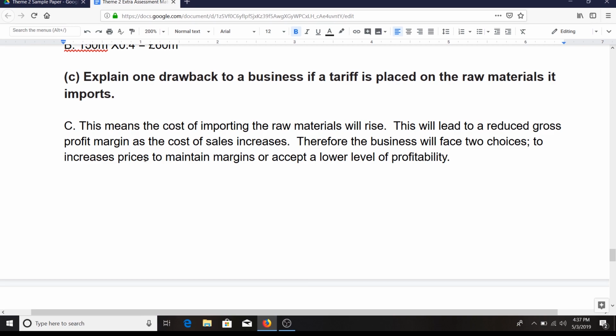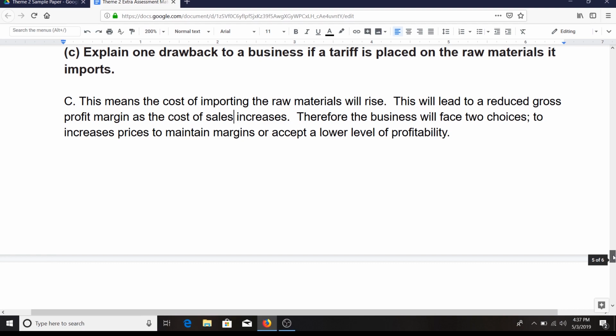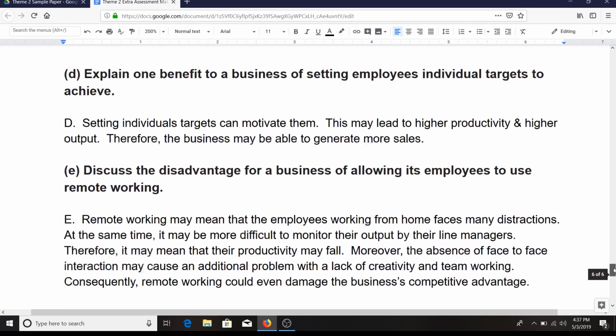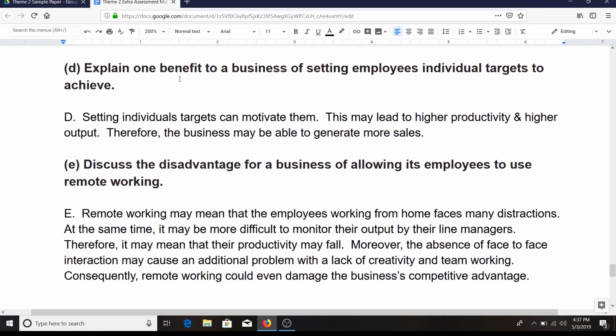Okay, so what generally happens is that tariffs lead to increased prices for consumers. Okay, so yeah, I mentioned the common external tariff. As a result of that, it does mean that we face higher prices for many imported goods than we would do otherwise. Okay, so explain one benefit to a business setting employees individual targets to achieve.